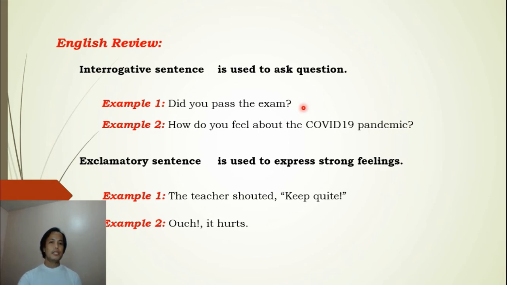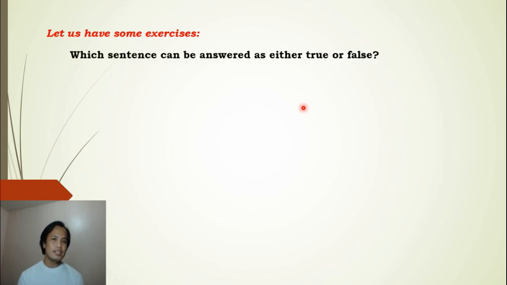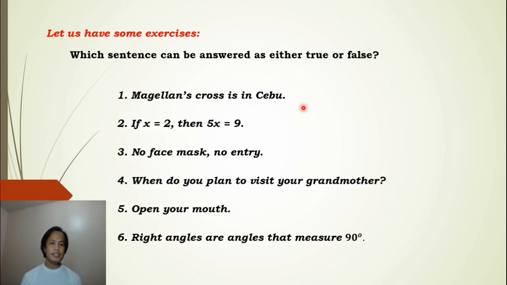Okay, so to proceed, let us have some exercises. Which sentence can be answered as true or false? So we have here 6 sentences. Numbers 1, 2, and 6 are examples of statements that can be answered by either true or false. Say number 1, Magellan's Cross is in Cebu City. Of course, this is answerable by true or false. In this case, this is a true statement because Magellan's Cross is really found in Cebu City.